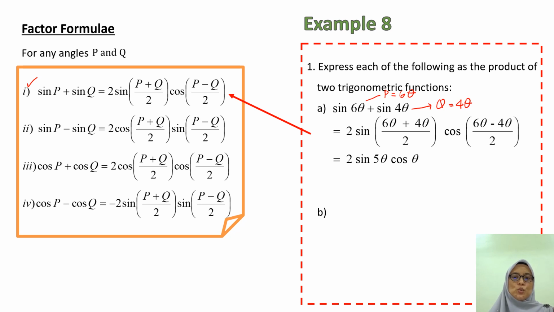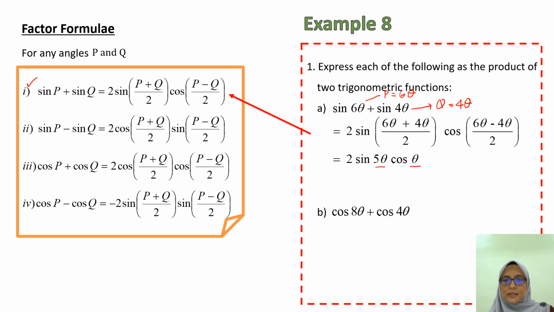Okay, so by using that formula, P plus Q, you have 6 theta plus 4 theta over 2, so you get 5 theta. And then P minus Q, 6 theta minus 4 theta over 2, so you get cos theta. So you have 2 sin 5 theta cos theta.